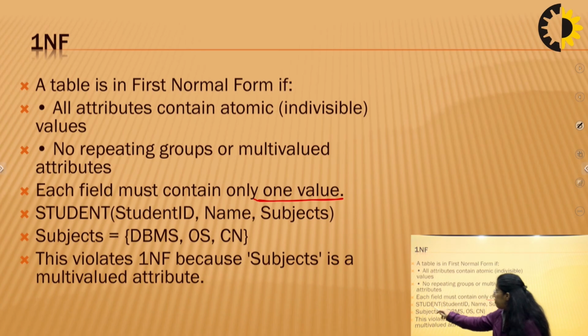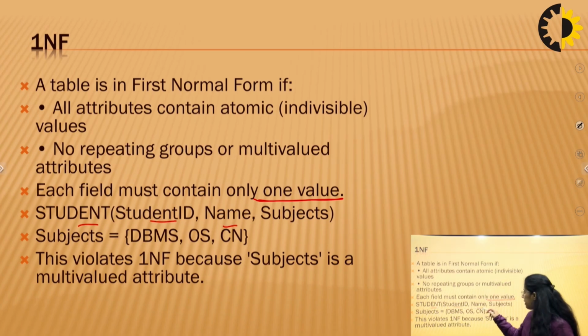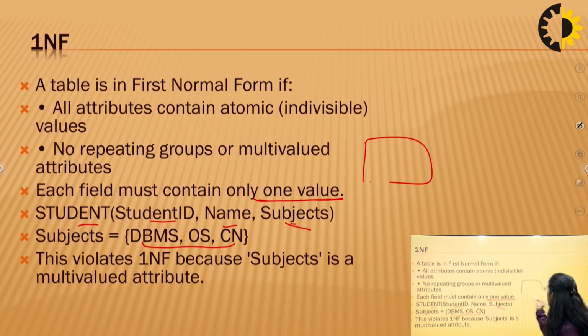For example, we have this student table with the columns student ID, name and subjects. And if in the subject column we have multiple options available, such as DBMS, OS, this is not allowed in 1NF. We cannot have multiple values in a single cell.